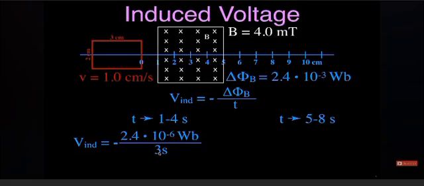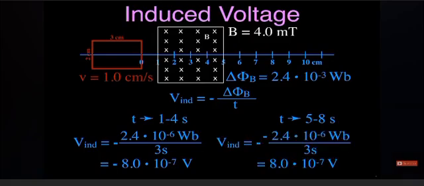So we can calculate the induced voltages in those time periods. For 1 to 4 seconds, we had a change in flux of 2.4 times 10 to the power negative 6 Webers. Our n term is just disappearing because we are assuming that the number of turns is 1. Otherwise, you would calculate considering the number of turns, where you multiply by your n. So we are just going to say negative 1 for the n. Over 3 seconds, our induced voltage is negative 8.0 times 10 to the power negative 7. So this would be the induced voltage in the first 4 seconds.